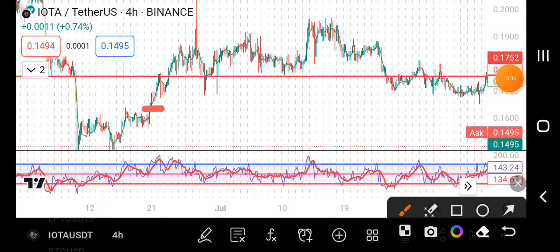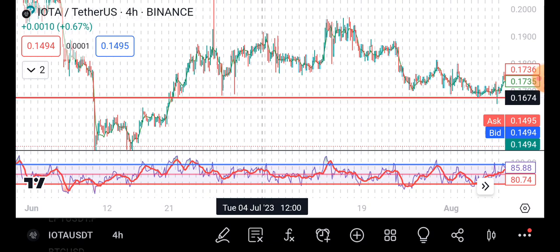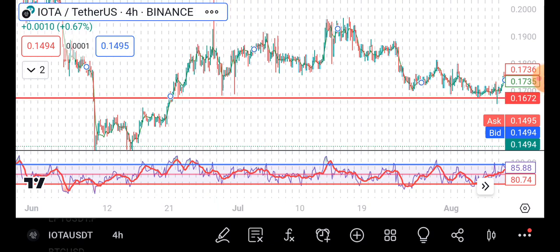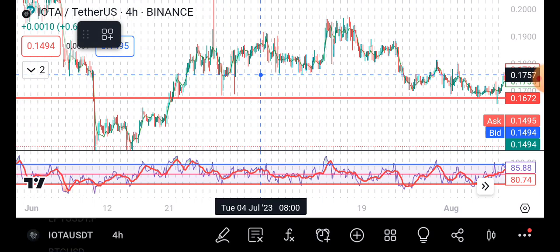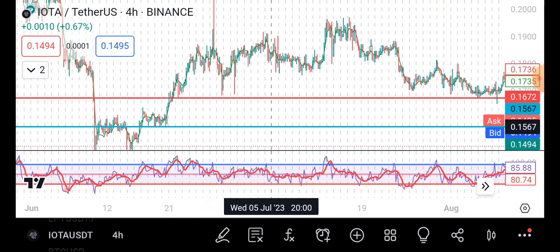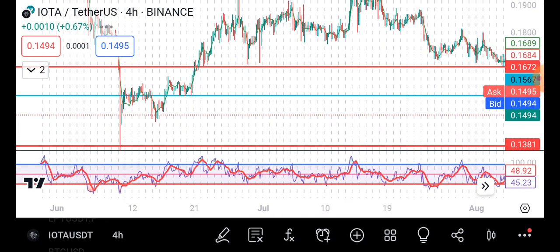Break of structure right there. Or right here. Now, I'm going to draw this. I'm going to bring it here. Okay. Then let me draw another one, a horizontal line. I'm going to bring it here. Good, because that's a break of structure right there.